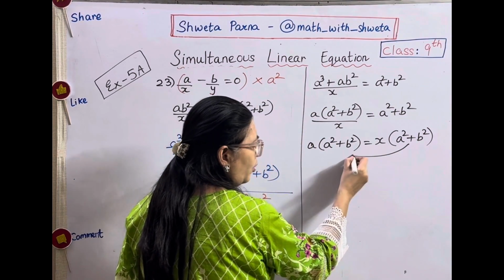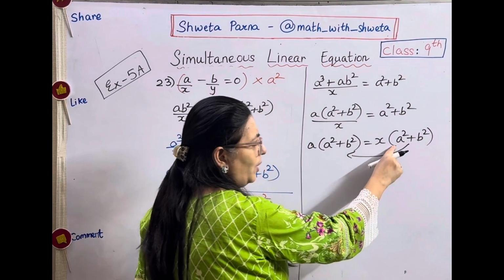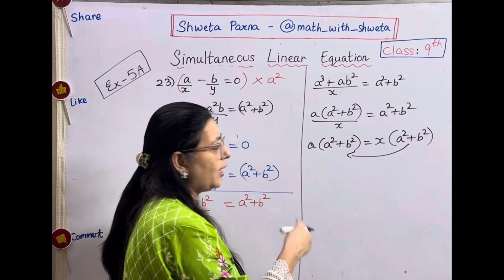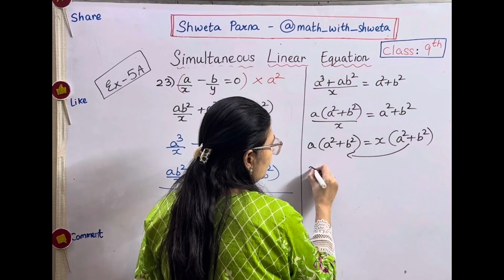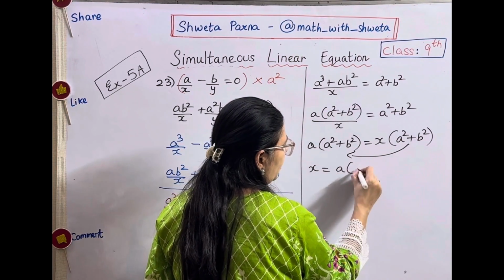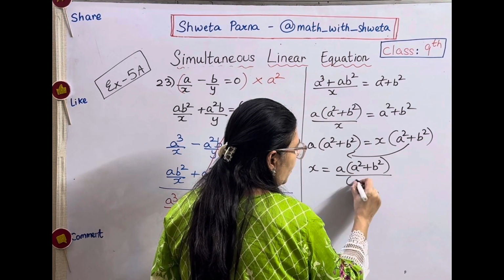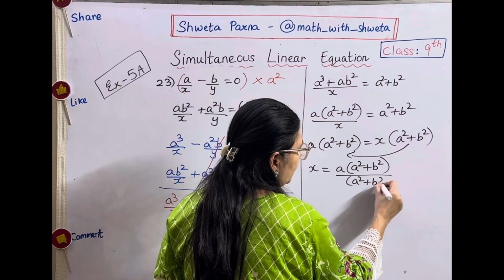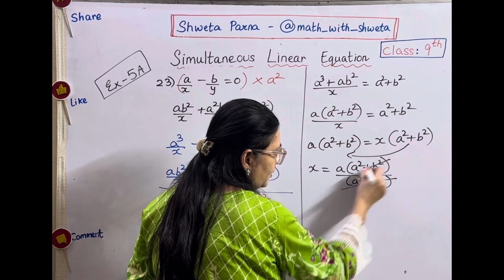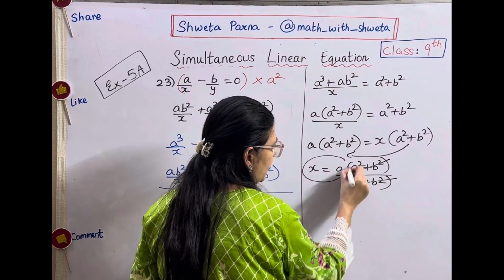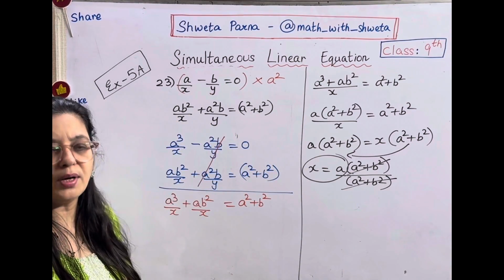Now this you are going to take it here. So here it is multiplication. When you take it to the other side, it will become division. So x is equal to a into a square plus b square, the whole upon a square plus b square. This and this gets cancelled. So the answer is x is equal to a.